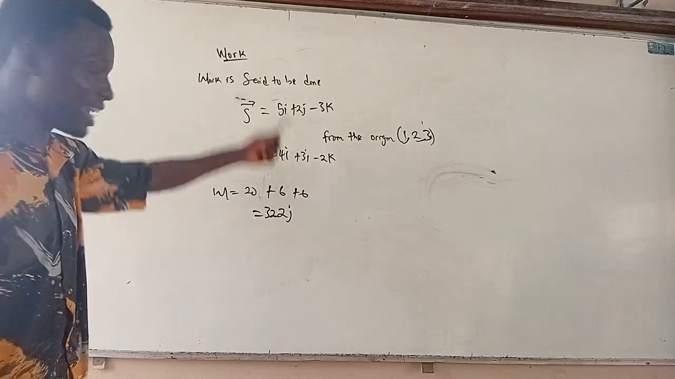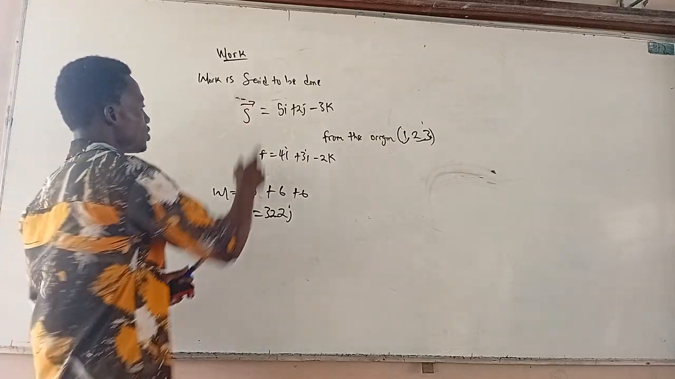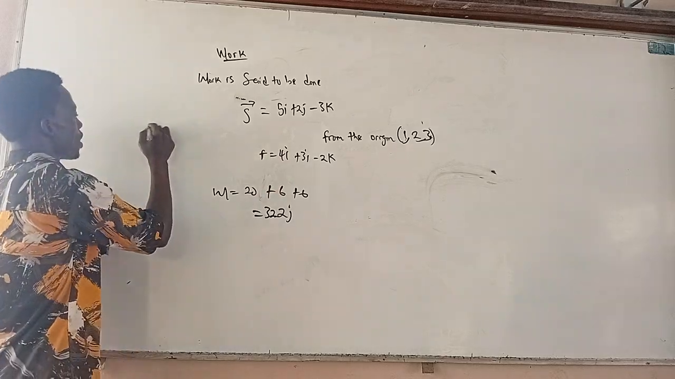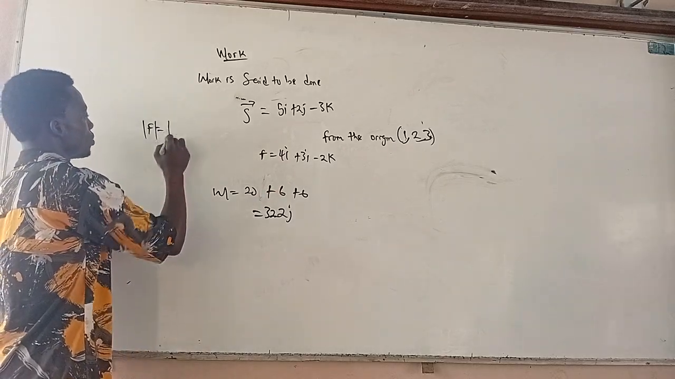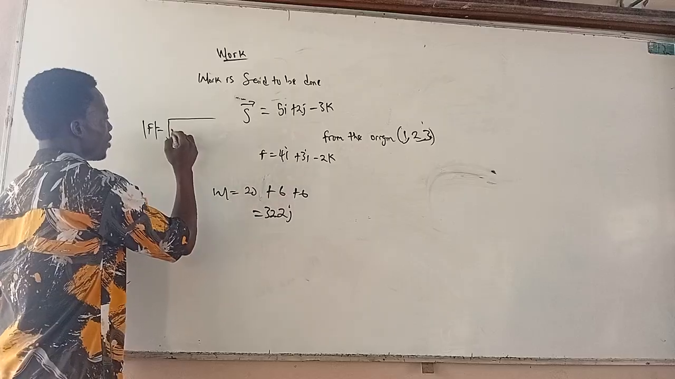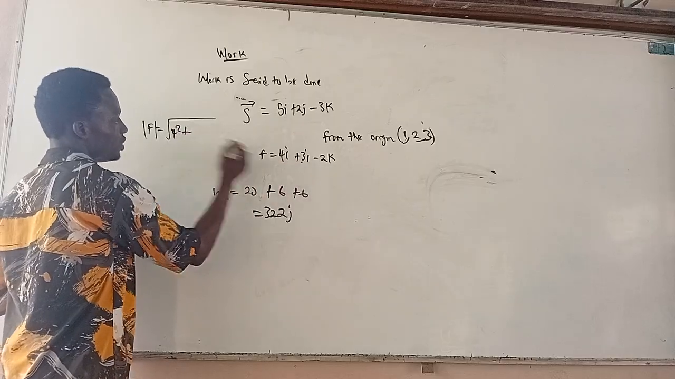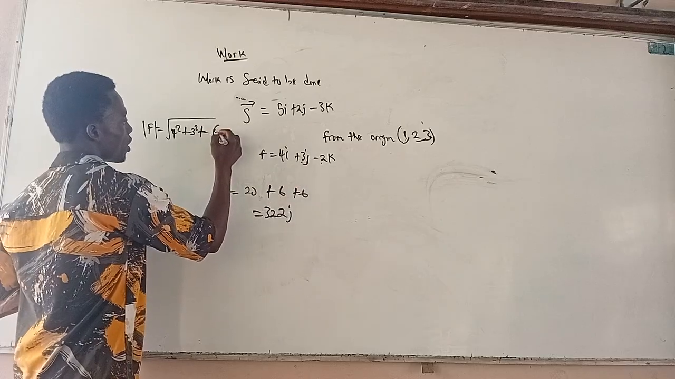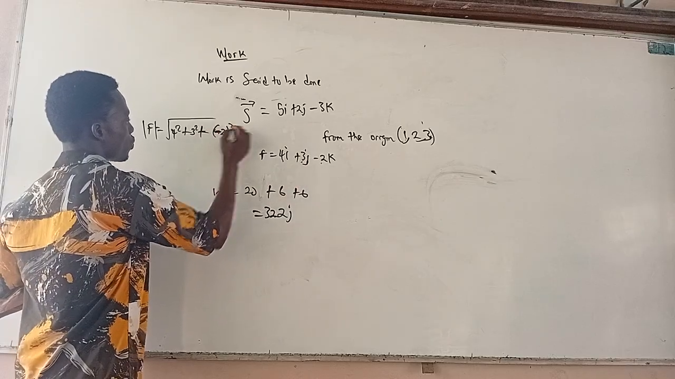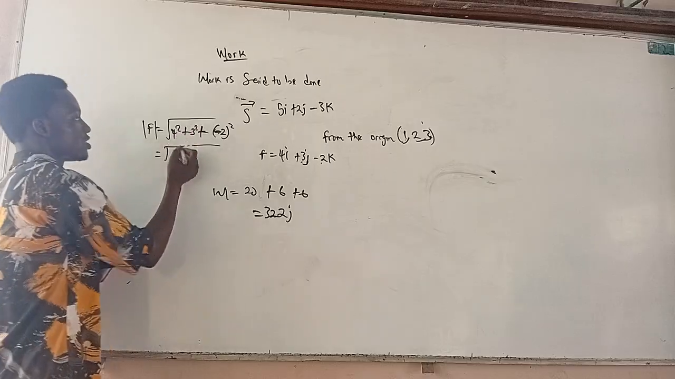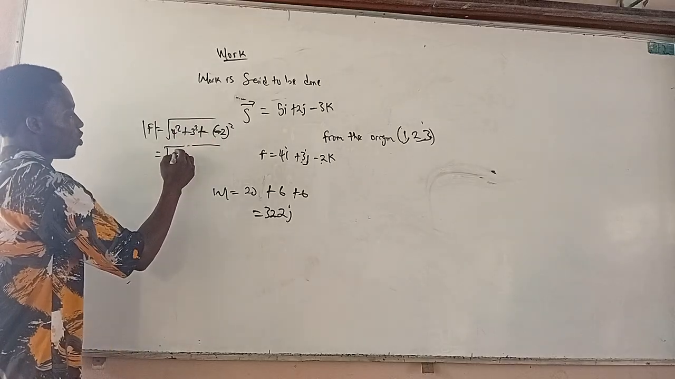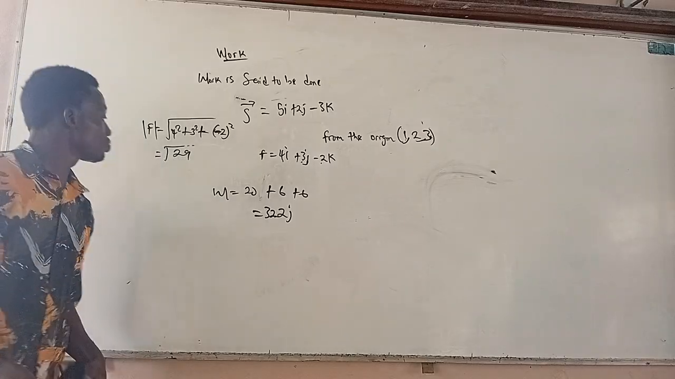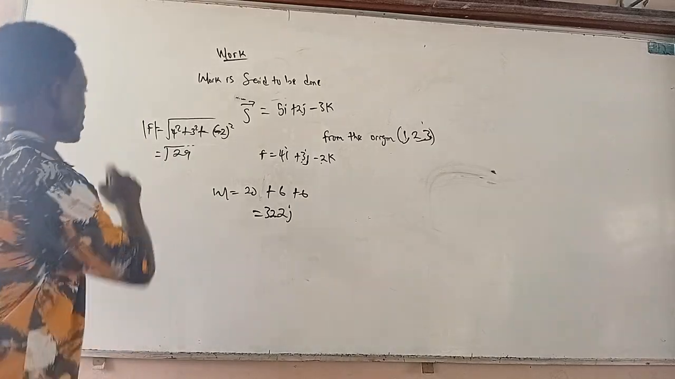That's our work done. Now to get the angle between them, we are going to find the magnitude of S and the magnitude of F. Now the magnitude of F equals the square root of the coefficient of i squared, plus the coefficient of j squared, plus the coefficient of k squared, and that gives us the root of 16 plus 9, that's 25, plus 4, that's 29. So this gives us root 29. That's our magnitude of force.